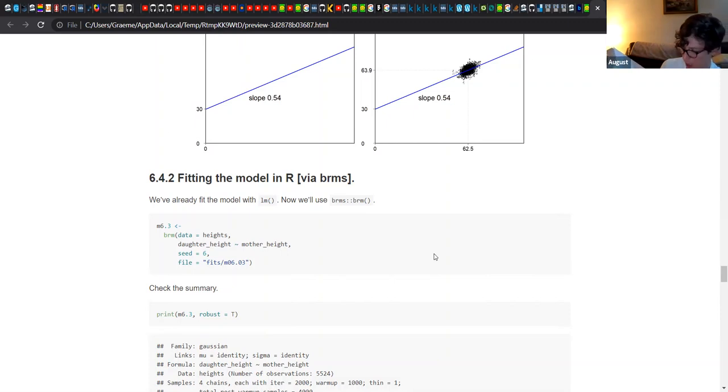To put this into context, if a mother has average height, her daughter is predicted to have average height. And then for each inch taller or shorter than the average a mother is, her daughter is expected to be half an inch taller or half an inch shorter than the average for her generation. And that's the phrase I was looking for.